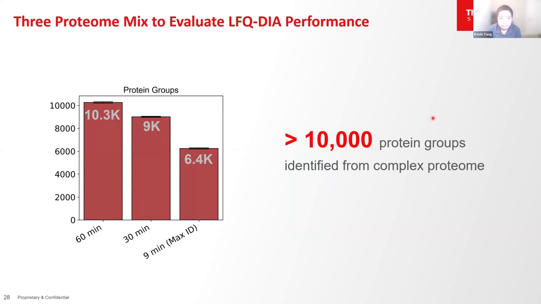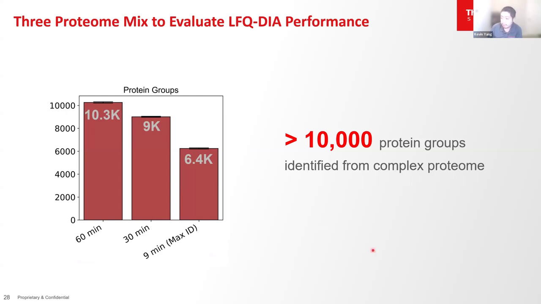One thing that impressed me right away when I saw the result is with the 3 proteomes, the complex proteome on the Orbitrap Exploris 480, we were able to identify over 10,000 protein groups using a 60-minute gradient. That kind of coverage is what I was really impressed by, and why I still love the Orbitrap instrument. With a 30-minute gradient, you get 9,000 proteins. For a 9-minute gradient, you can still get over 6,000 proteins.